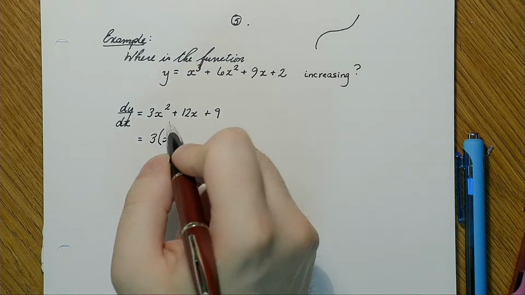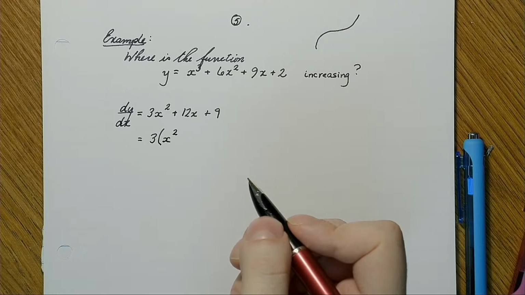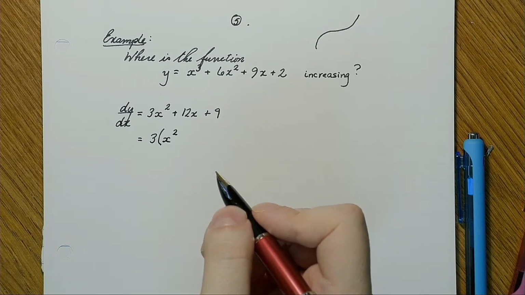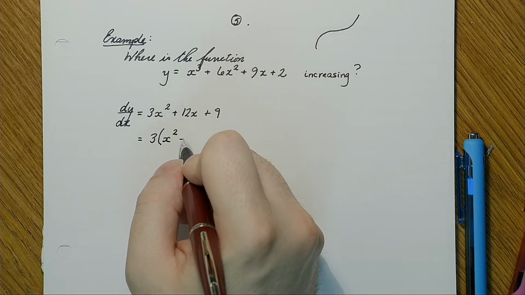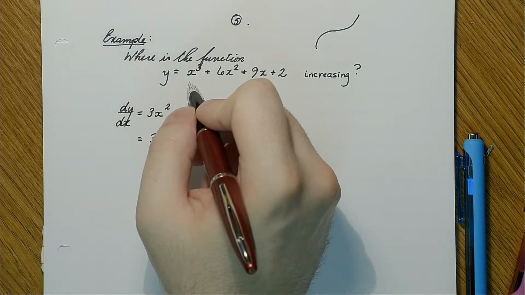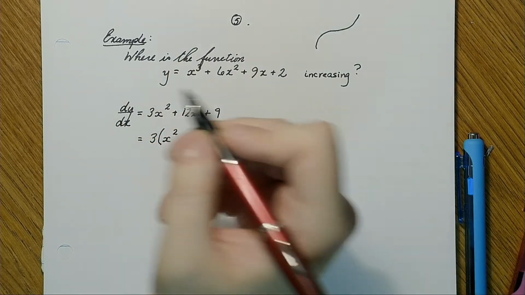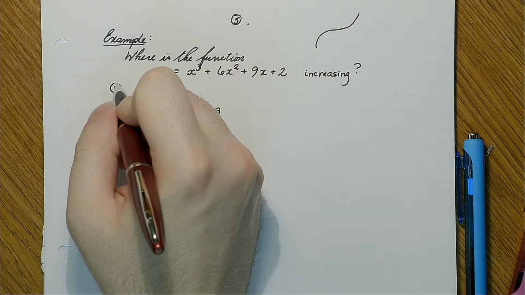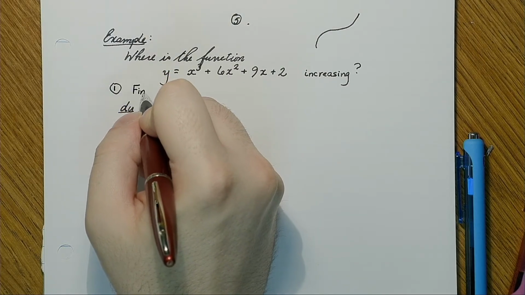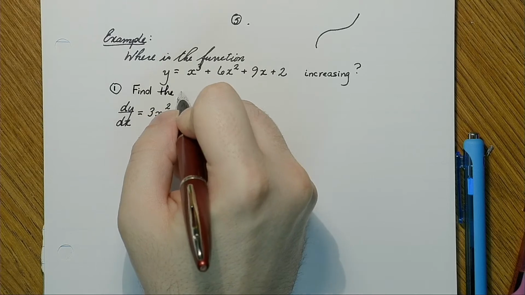And why do we need to simplify it? Because we need to do some more work with this. We need to find where the critical values are. So that's actually what we're doing here. Find the critical values.